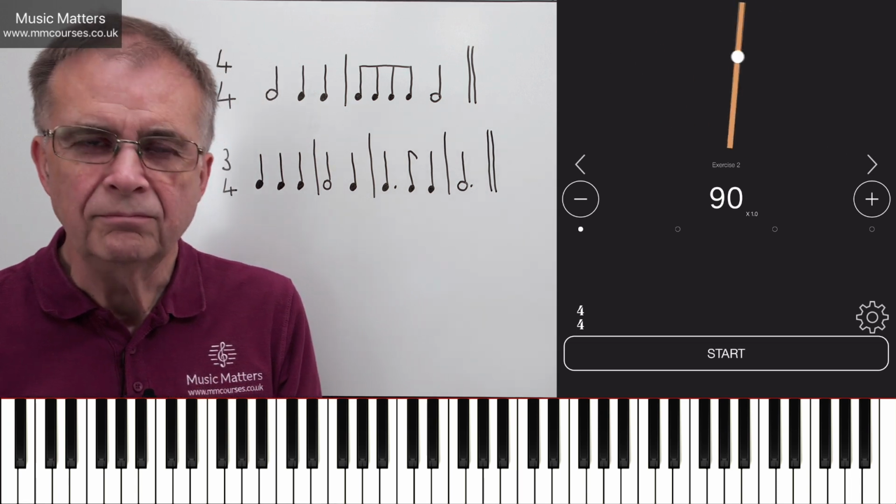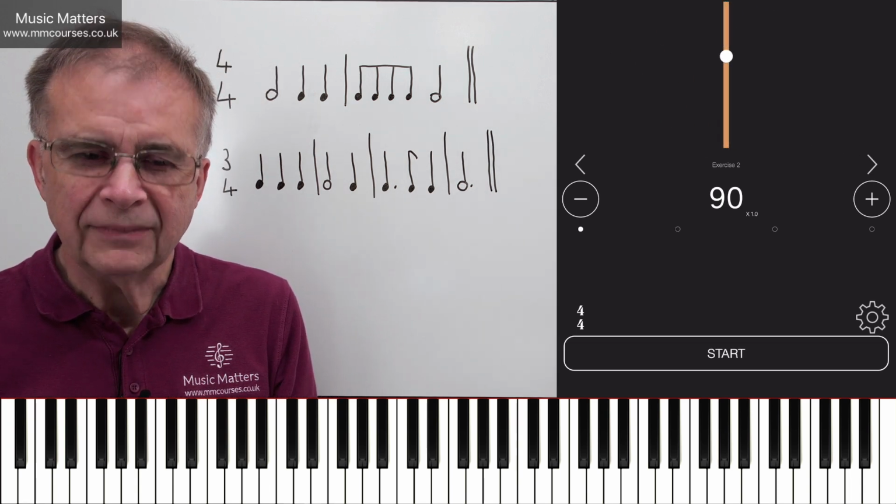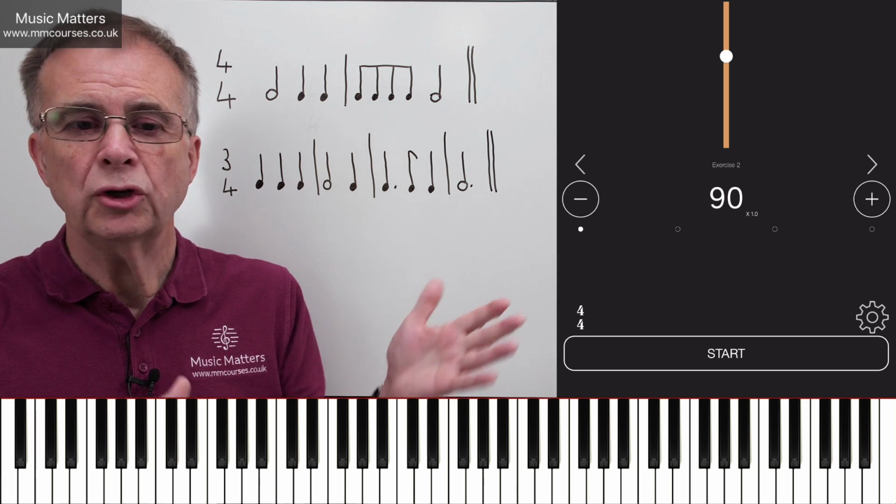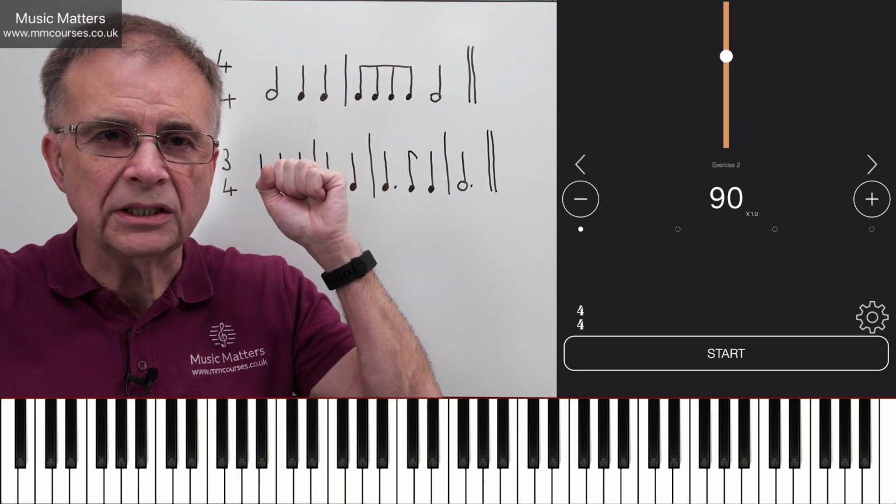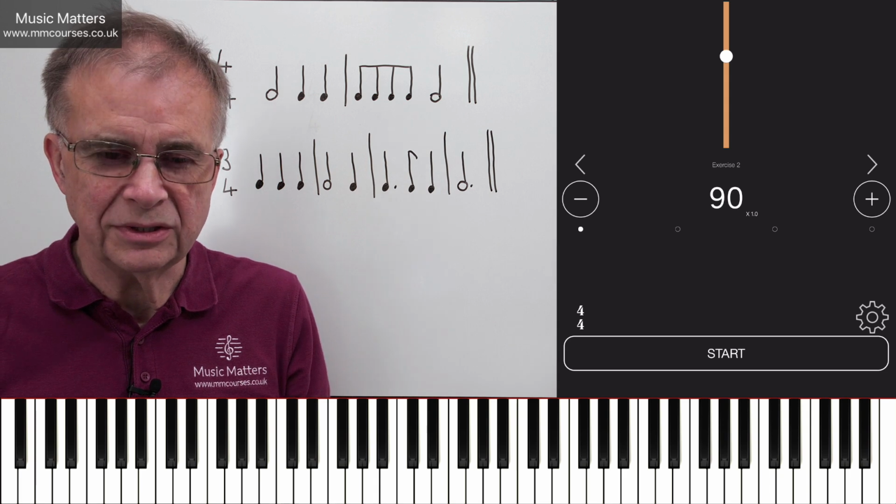Okay. How did you get on with that? Sometimes there's just that little bit of a shock of adjustment. You know, you get used to 60 and then, oh, 90 is going quite a bit faster, isn't it?